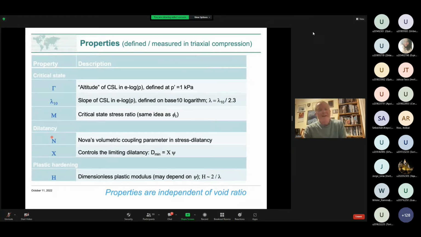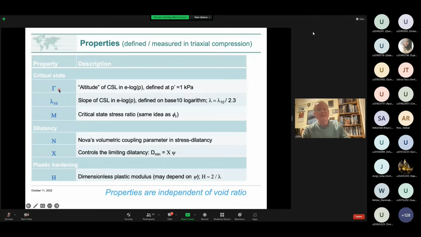Any proper theory should have properties that are easily understood, and understood by just looking at test data or plotting up test data on some graph paper. It shouldn't require some magical explanation. The properties involved, and by the way, properties should be independent of void ratio and they should be independent of stress level. They're supposed to be dimensionless numbers that in principle you can determine on reconstituted samples. So these are the properties. I'll just describe them and then I'll show you them when I run you through the calibration.